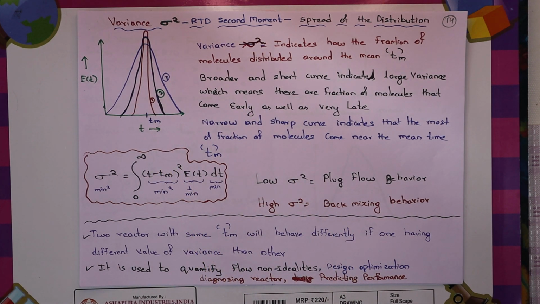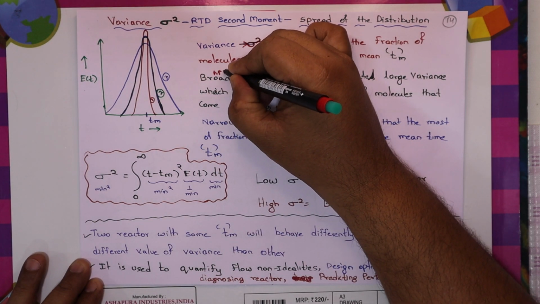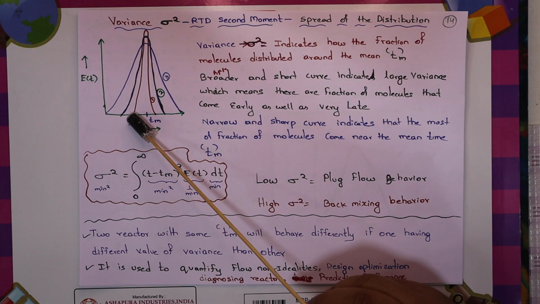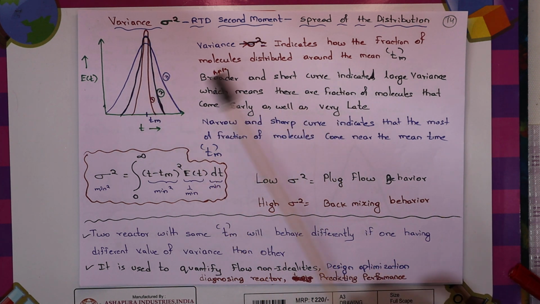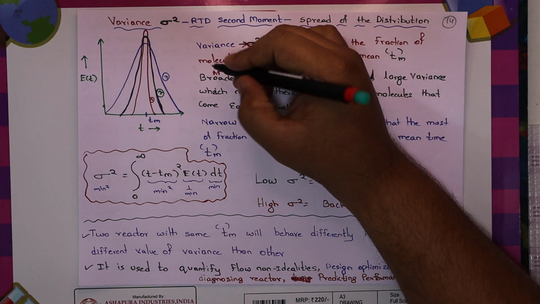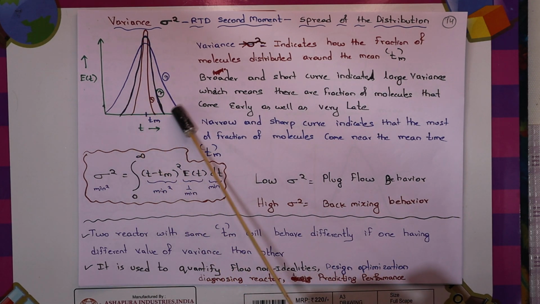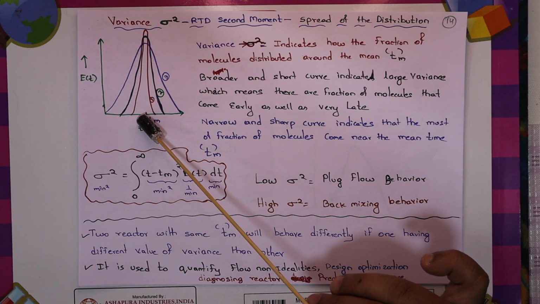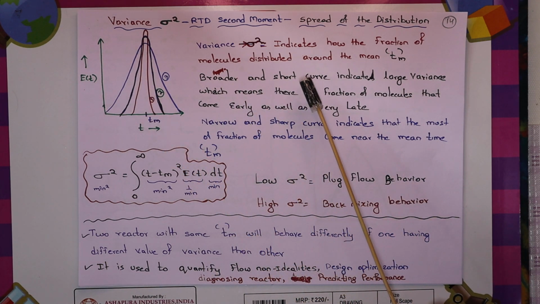The highest peak has the lowest spread. High peak and short spread. A broad curve indicates large variance, which means there are fractions of molecules that come early as well as very late. I'm sorry, I just made a mistake. The blue one is the broad one, which has the short peak. The red one has a very high peak, and its broadness is very small. That means a broader and shorter curve.